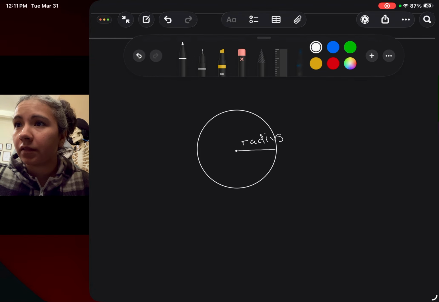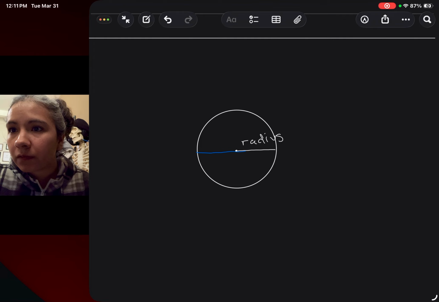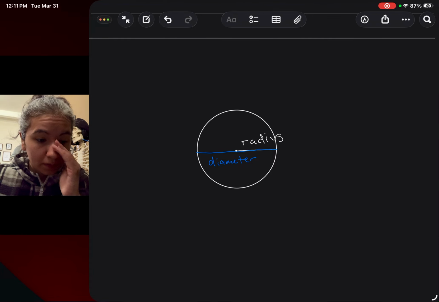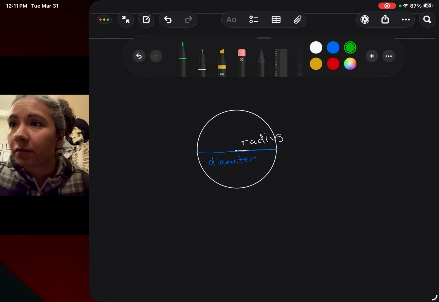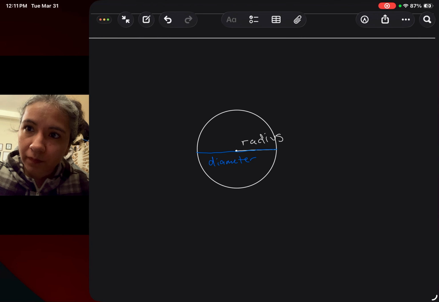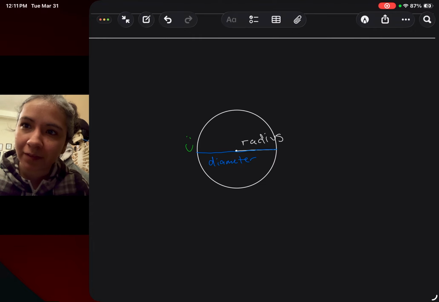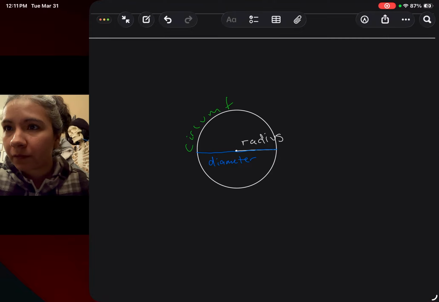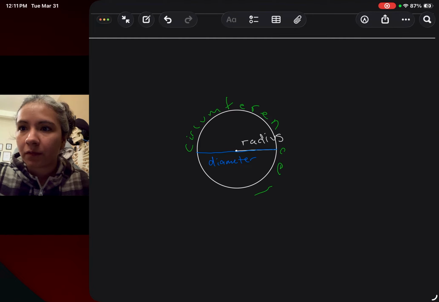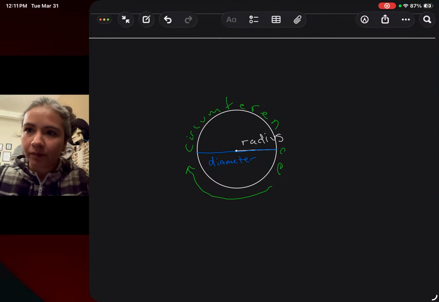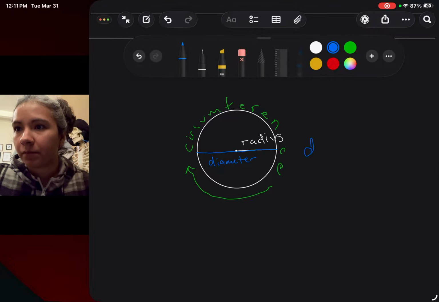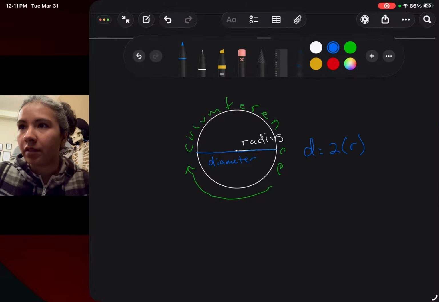The distance all the way across the circle is the diameter. And the distance around the circle is the circumference. That goes all the way around. Okay, so diameter is 2 times the radius, right? It's just double that, double this, right?